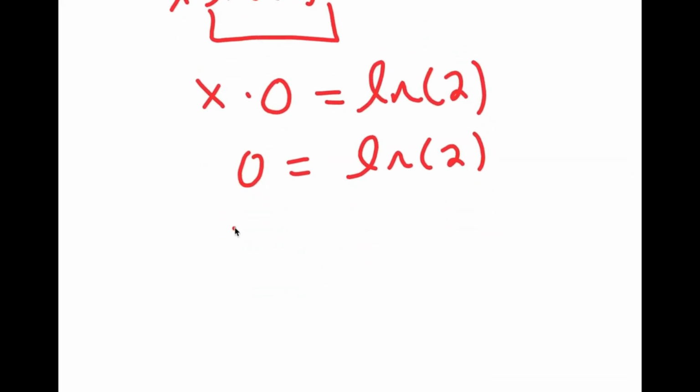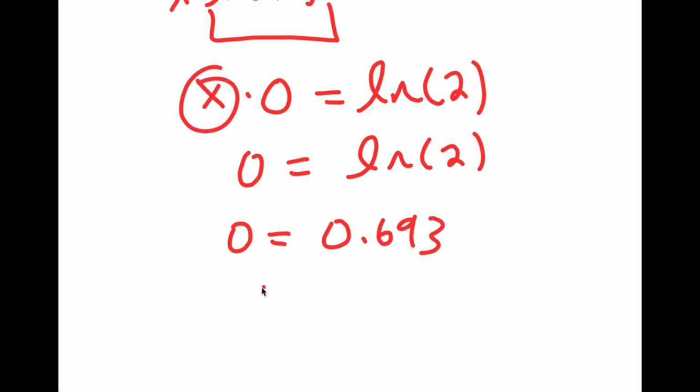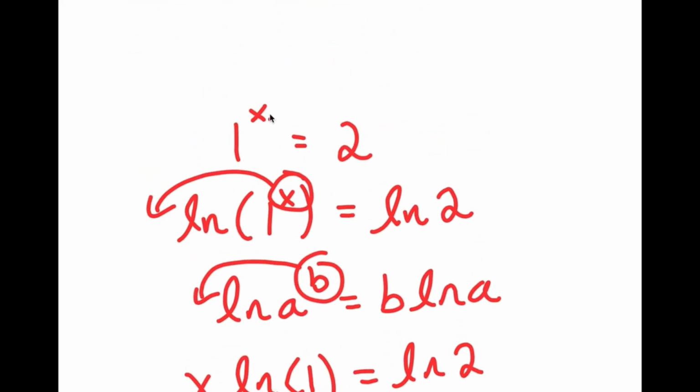And, well, ln 2 is equal to 0.693, but there is no solution because the variable x is gone. So this means that there's no real solution. However, there is still a way to find the value of x here.